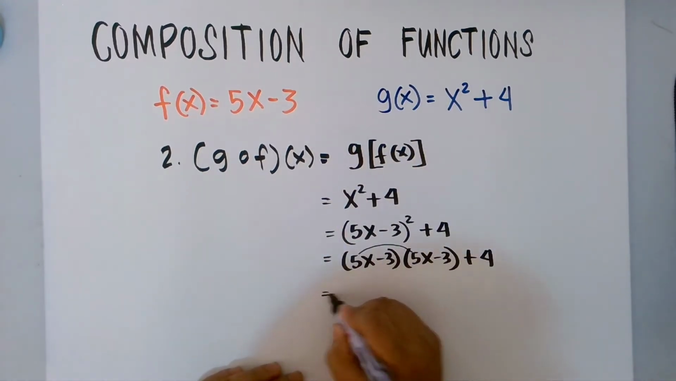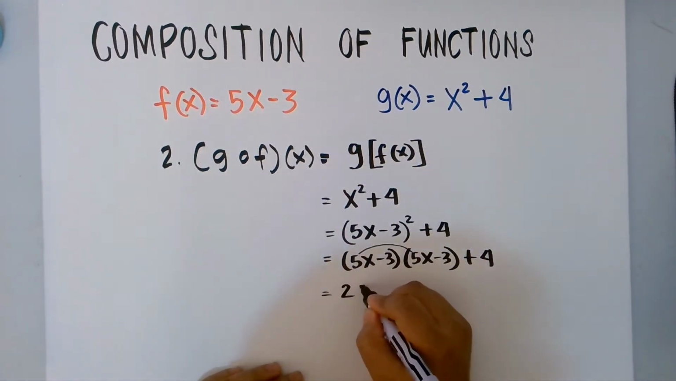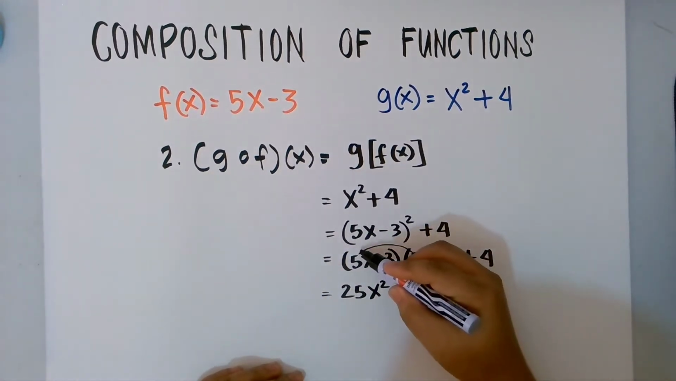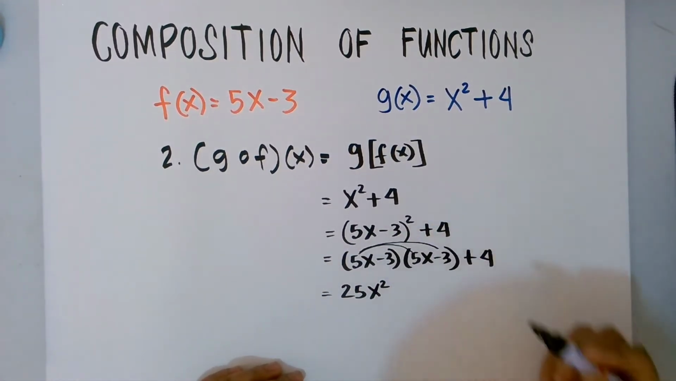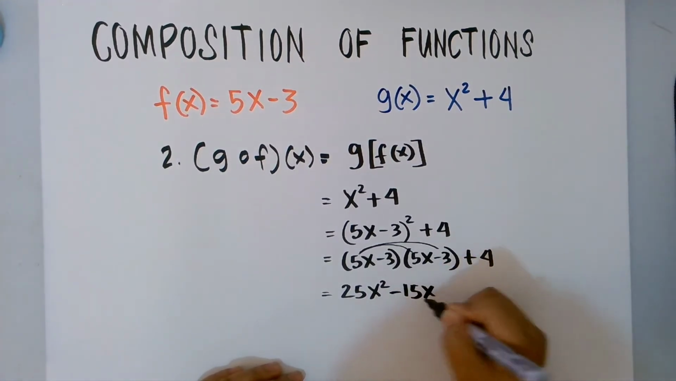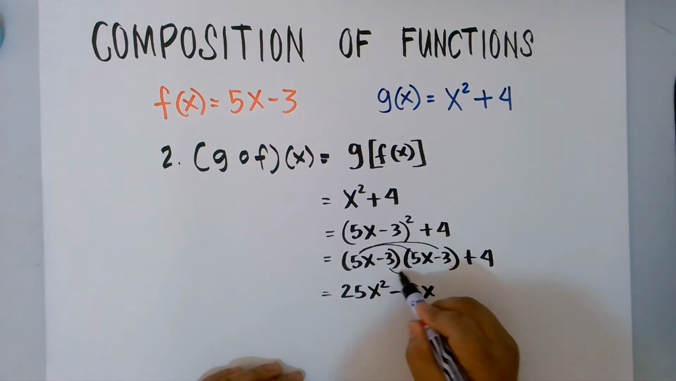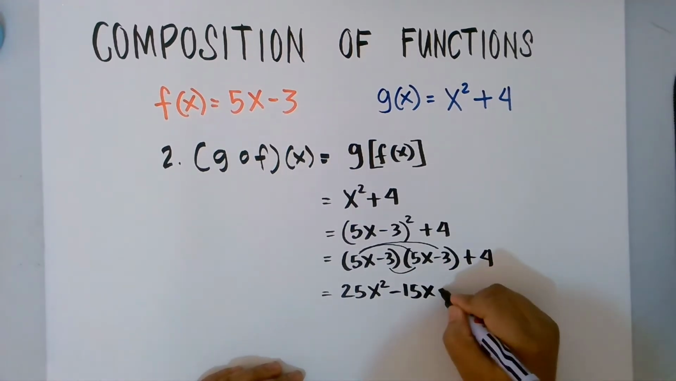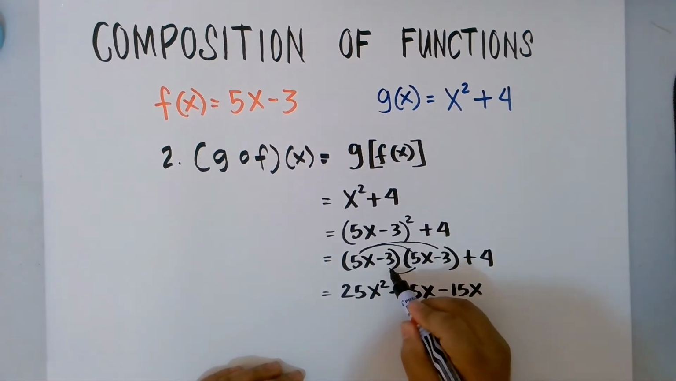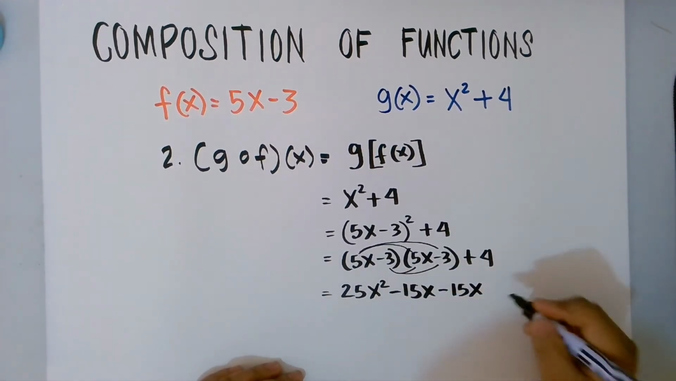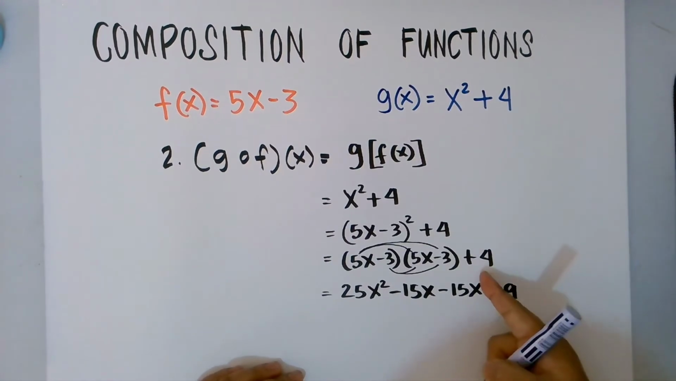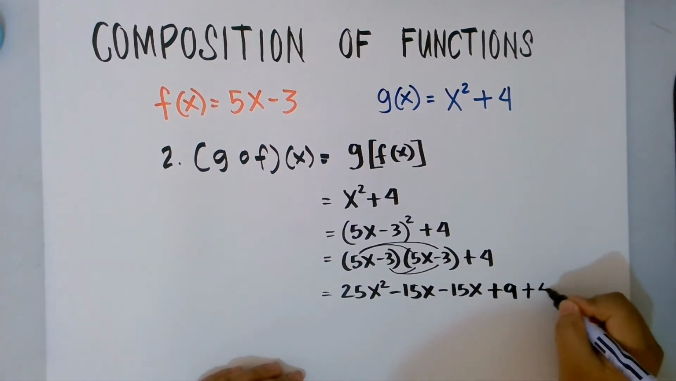So 5x times 5x is 25x squared. Next is the outer terms. So 5x times negative 3 is negative 15x. And then the inner terms, negative 3 times 5x is also negative 15x. And then the last term, which is negative 3 times negative 3, of course, positive 9. And then plus 4. Okay.